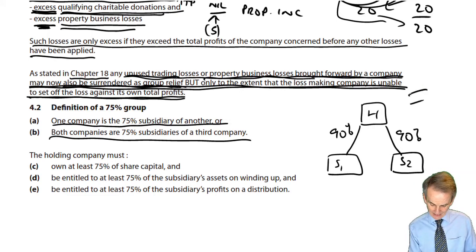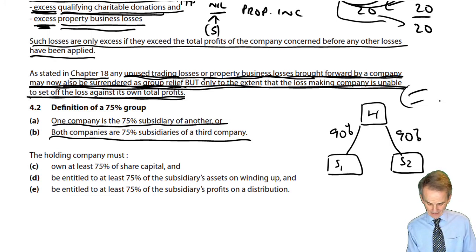So here is a simple example where we have a holding company owning 90% of the shares in each of its two subsidiary companies, S1 and S2. Now, the number 90% of itself does not matter. The significance of 90 is that it is at least 75%. So I could have put in here any number that was a shareholding of 75% or more, and the outcomes would be the same.